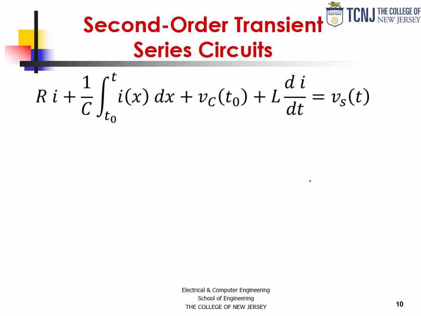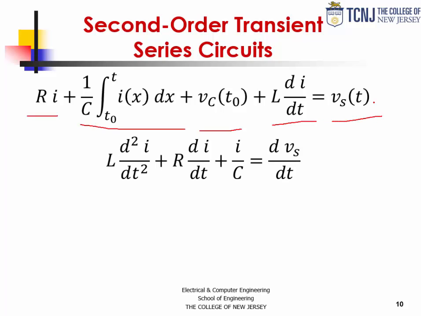For the series circuit, we can write a loop equation, and we get that the voltage across the resistor plus the voltage across the capacitor plus the initial voltage across the capacitor plus the voltage across the inductor is equal to the source voltage. And if we manipulate that equation, we get this second order linear ordinary differential equation.